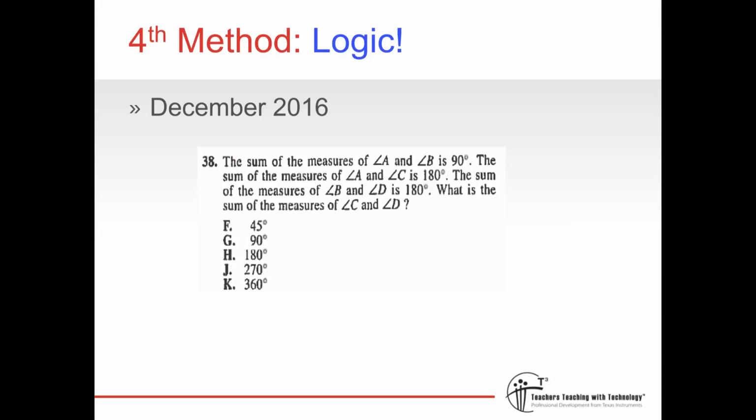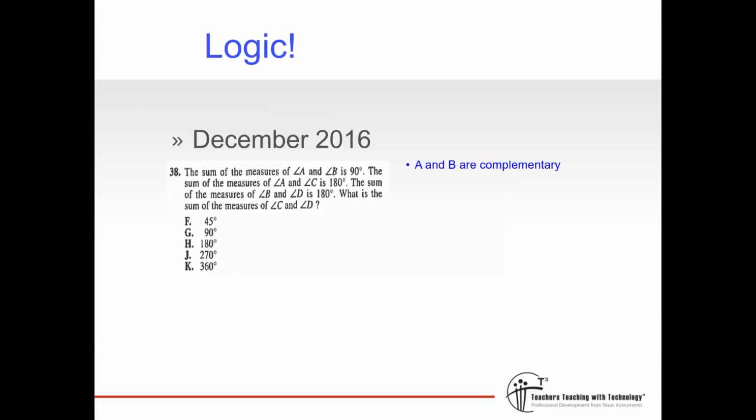And I said, well, let me know what you mean. She goes, well, A and B add up to 90, so they're complementary. Okay. And so they're each acute angles. So A and B are each acute. Okay. All right. A and C are supplementary.